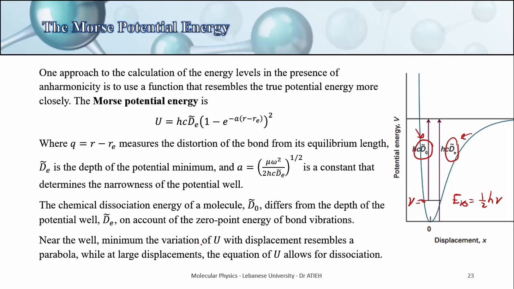Near the well, the variation of U with displacement resembles a parabola, while at large displacement, the shape of U allows for dissociation. If we look at this graph, down in this area, for small values of displacement, it is similar to a parabola. The parabolic approximation is okay. But at large values of displacement, you can see that the potential tends to a constant value. It tends to an asymptote. It means that after a certain limit, the potential between the two atoms becomes constant, which means the chemical bond is dissociated.